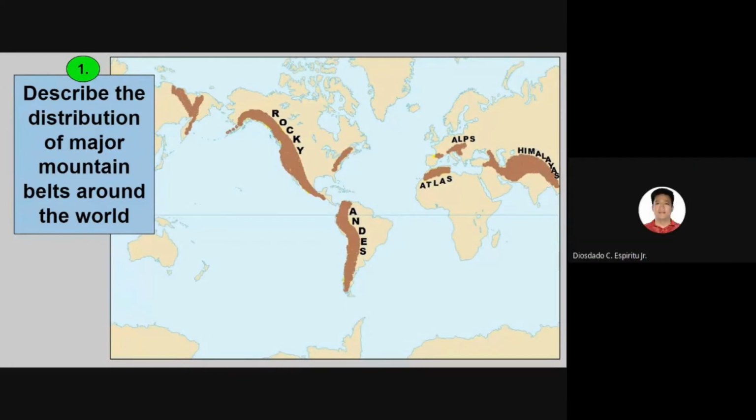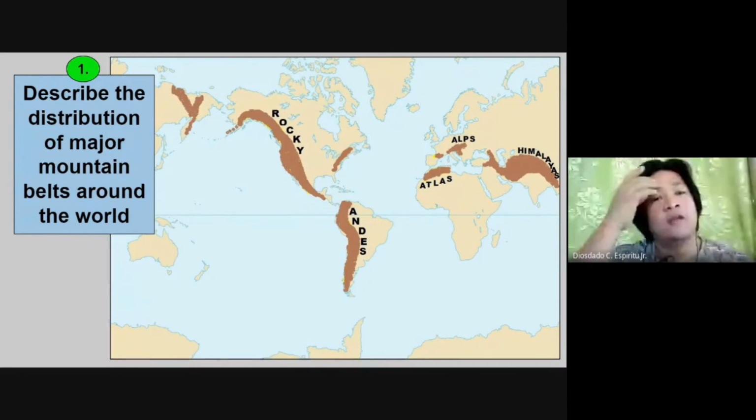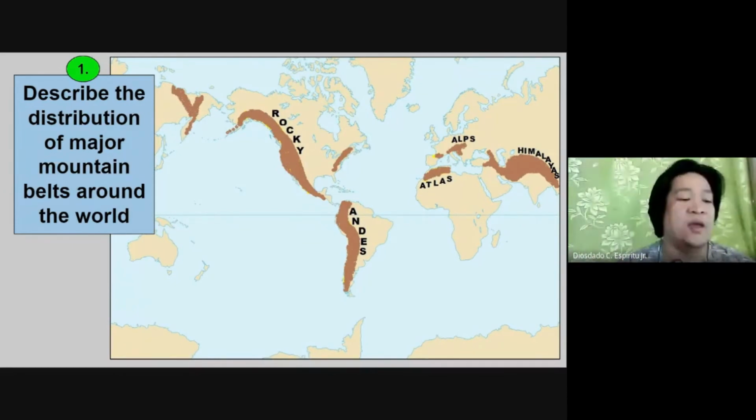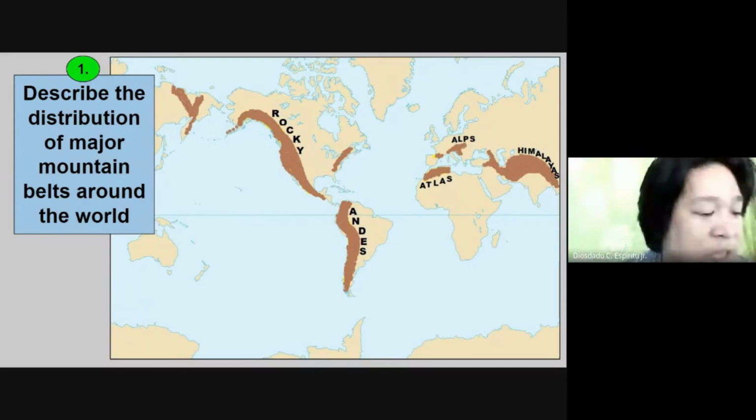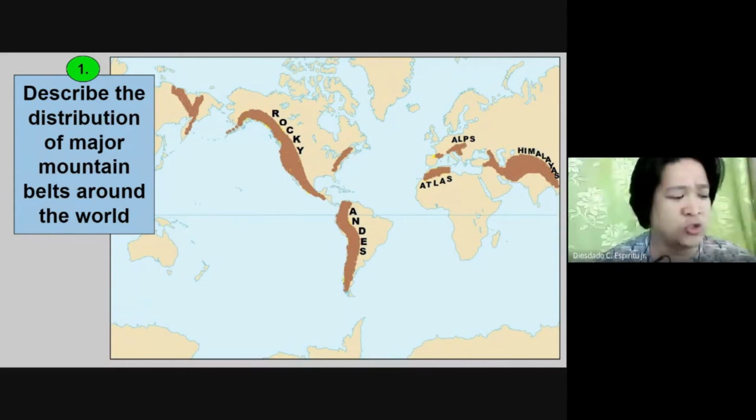Okay, we have here the Rocky Mountain Range, the Andes, the Atlas, the Alps, and the Himalayas. Of course, not all mountain ranges are indicated in the map. So I just made that for you using Paint program. So look at your module. So in your module, how did you come up with your description?